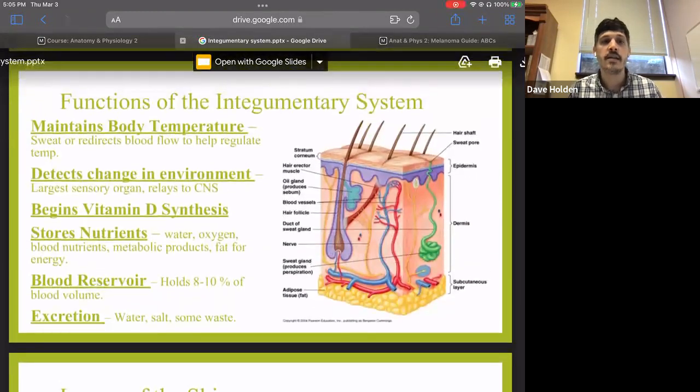Continuing in the functions of the skin, skin functions to maintain our body temperature. With the skin, we're talking about things like sweat. So the ability to sweat goes a long way in terms of keeping humans cool. And sweating really is kind of a unique human trait. There are very few other animals in the animal kingdom that developed this cool trick.